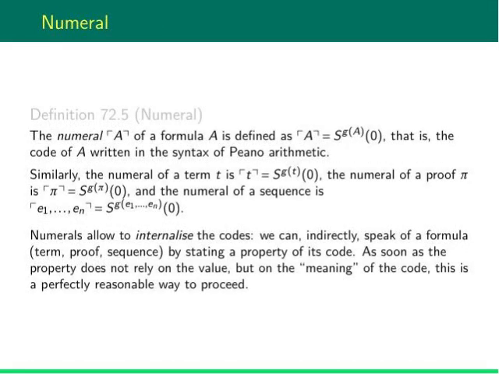The numerals of terms, formulae, sequences, and proofs are nothing but the value of g written in the syntax of Peano arithmetic. By numerals, we can write properties of terms, formulae, and proofs as properties of their codes inside the language of the formal system.